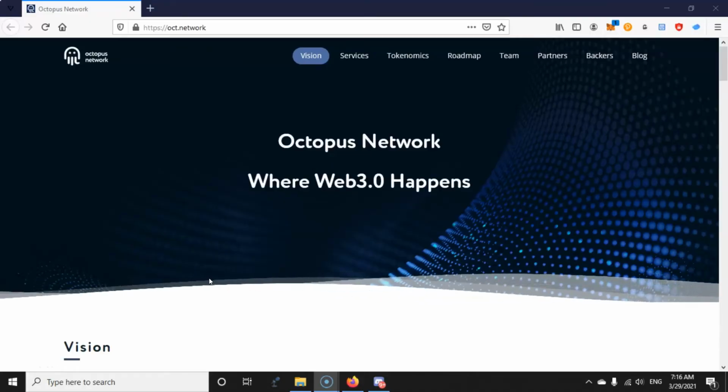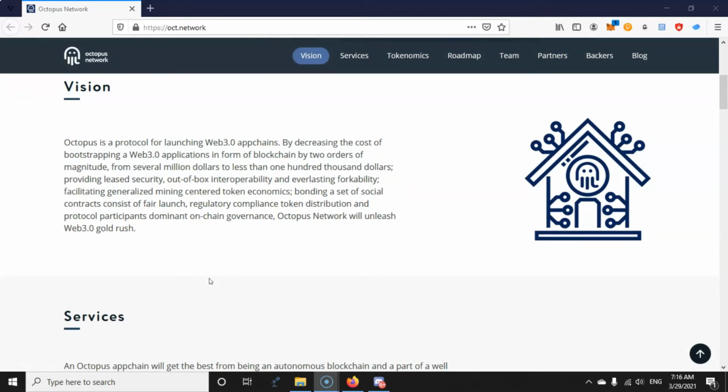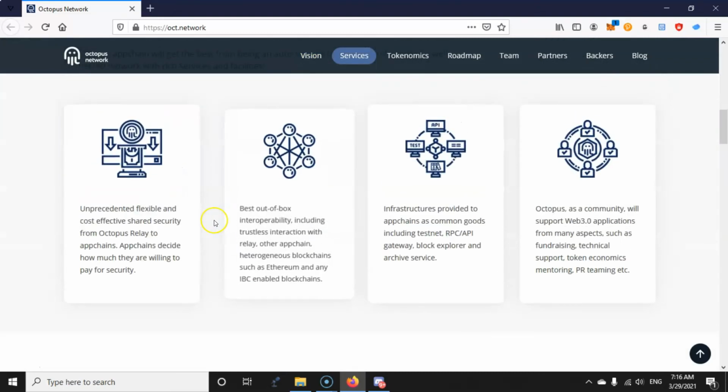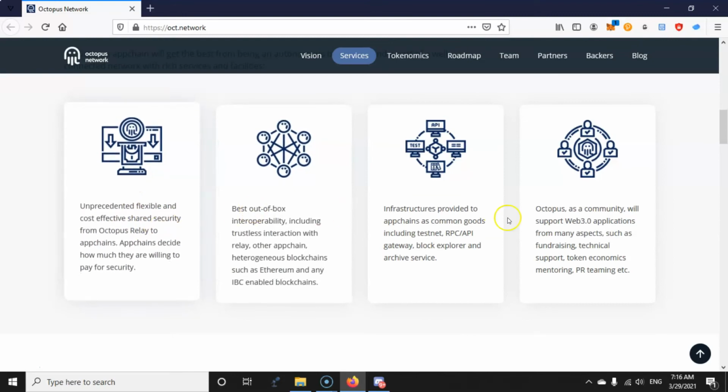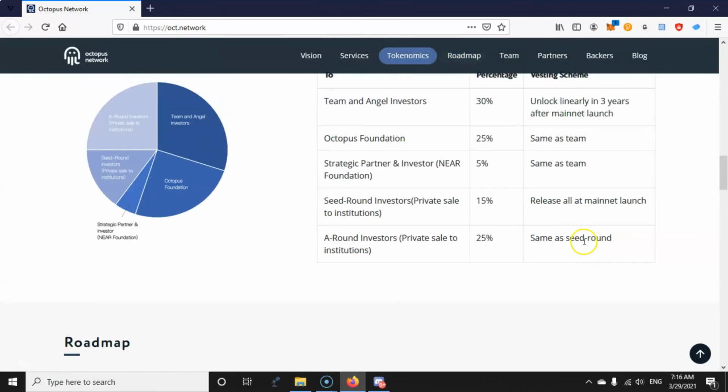So this is the website of the Octopus Network. This is the vision: a protocol for launching web apps by decreasing the cost of bootstrapping applications from $7 million to thousands of dollars, and bringing out-of-the-box interoperability. There is the security which I talked about, and then there is everlasting fungibility and the rest. So these are some of the services it brings out of the box, and you can just have a feel about the platform.